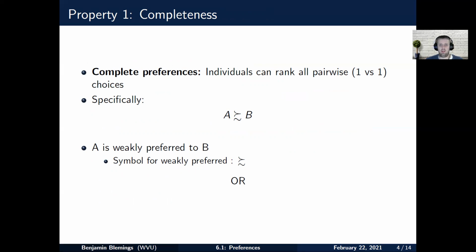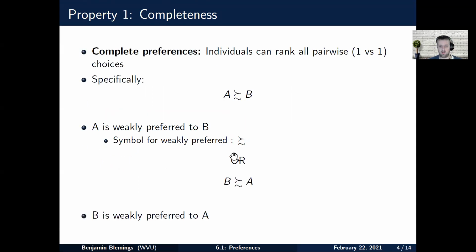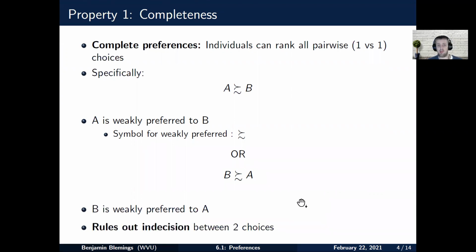Specifically, we can say that A is weakly preferred. That's this curly greater-than sign with an approximate sign underneath. We say that A is weakly preferred to B, or we could say that B is weakly preferred to A. What matters is that we can decide which one we prefer to the other one. And weakly just means that you could be indifferent between them. So they could be equally satisfying to you. And this weak preference basically rules out an indecision between two choices.